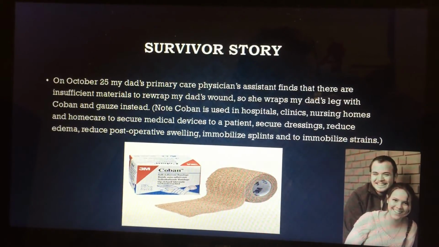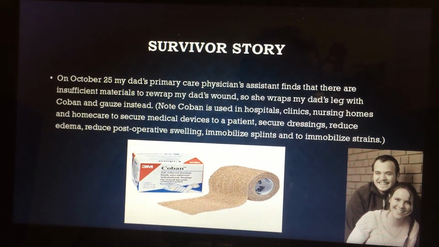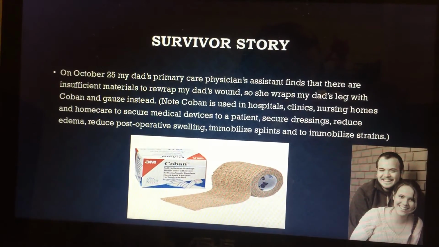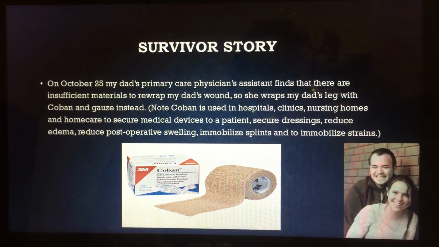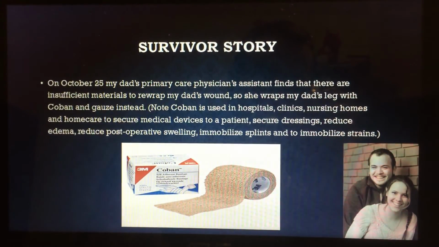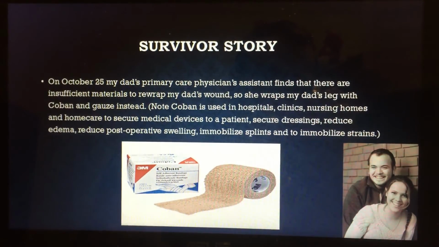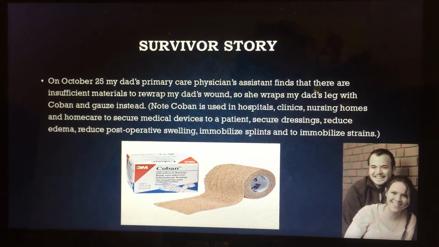On October 25th, my dad's primary care physician determined that she could manage the wound care and cancels the home health nurse visits and the whirlpool treatments. After examination of the wound, the nurse's assistant discovers that there is insufficient materials to rewrap the wound. She ultimately finds some Coban and gauze to rewrap the calf.